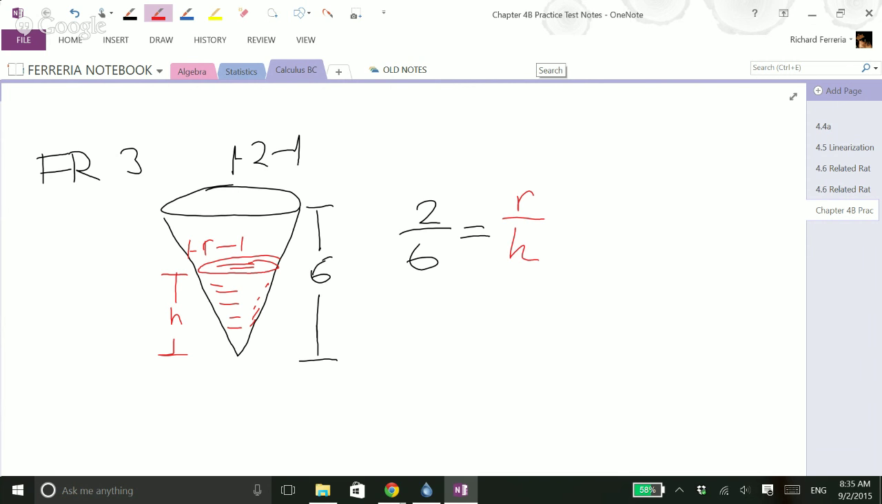Now, I really don't care about the radius all that much, do I? I really care about the height. So I'm going to say that the radius equals 1/3 of the height. At this point, someone else always asks, why is it 1/3? If you need to do that, I'm going to turn around and you can ask someone right next to you, okay?